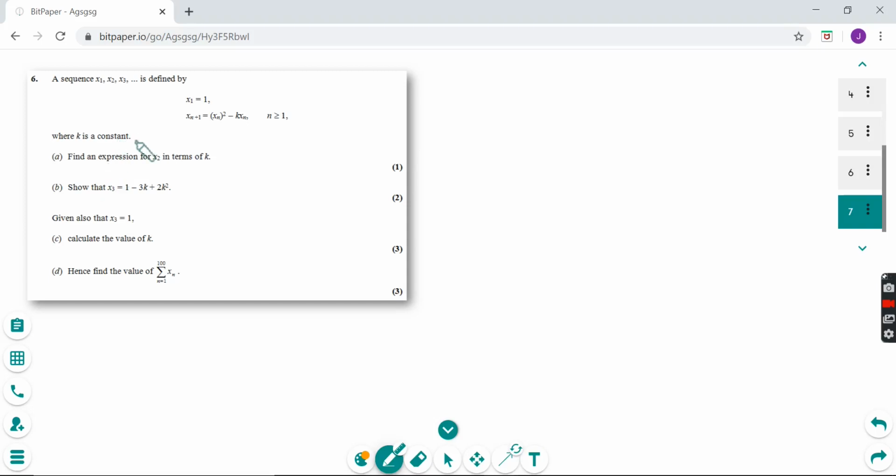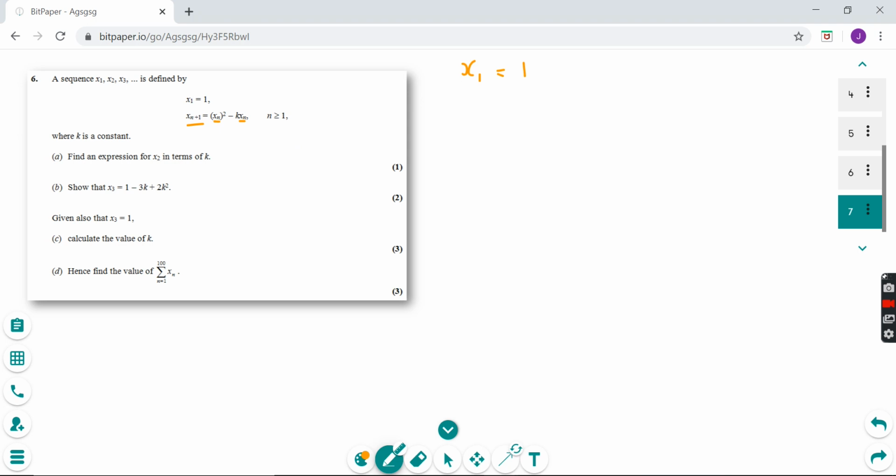Recurrence relation exam questions that have sigma notation as well. There is a sequence where the first term is 1. The next term is found by the term before squared minus k lots of the term before, where n is greater than or equal to 1. This is just because it's a sequence. n needs to be natural numbers.